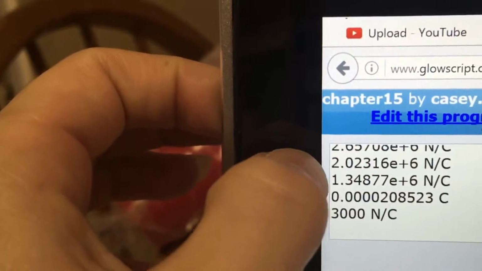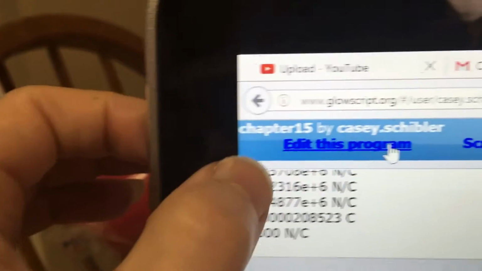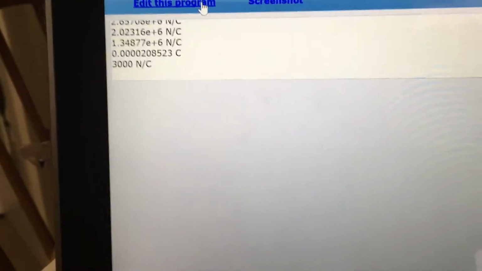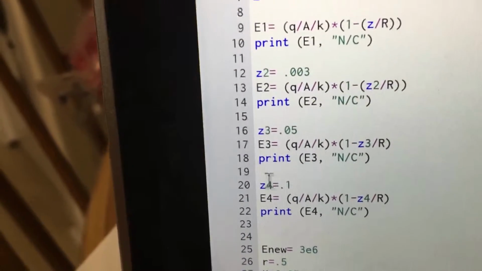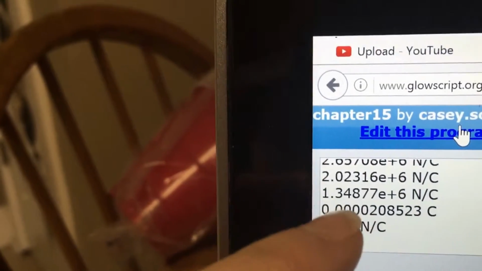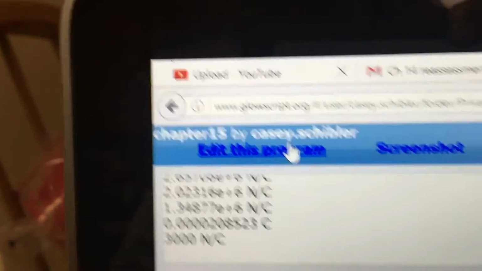and I get 2.02316 times 10 to the 6. So there's still not really a significant decrease. I then even went as far as to go to 0.1 to check to see how far it would decrease, and I got 1.34877 times 10 to the 6, which is still not too significant.